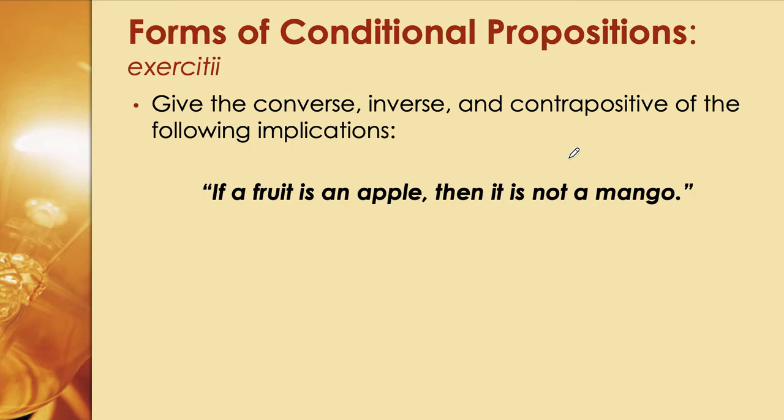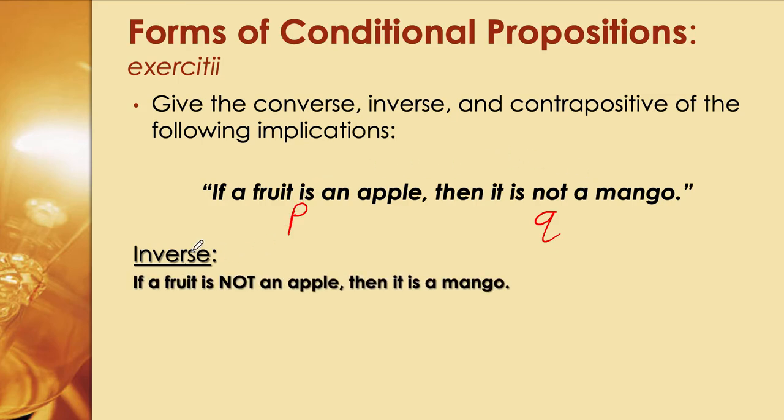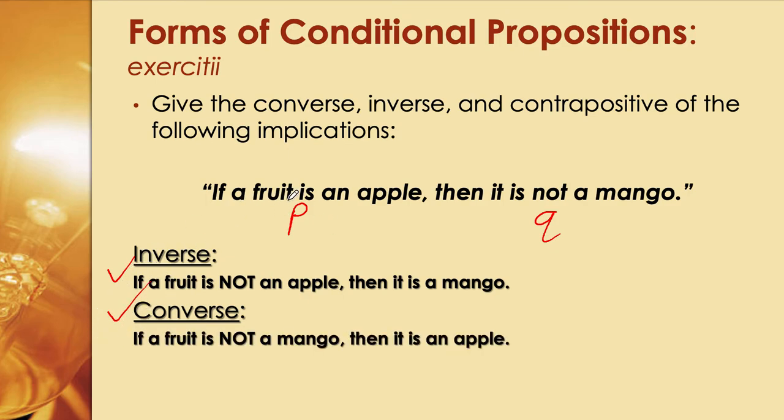Let's have this for the inverse: not P implies not Q. Say that this is your P, and this is your Q. If a fruit is not an apple, then it is a mango. That's just an example. This is correct. Are you correct also? Hopefully. How about the converse? Q implies P: if it is not a mango, then it is an apple. Hopefully you're also correct there.